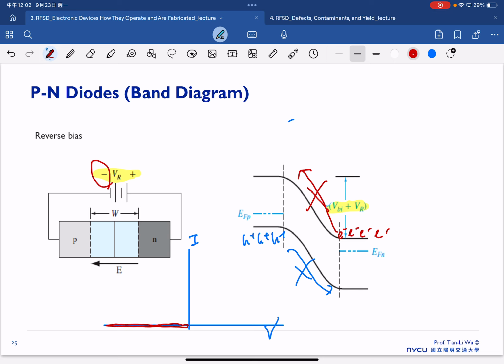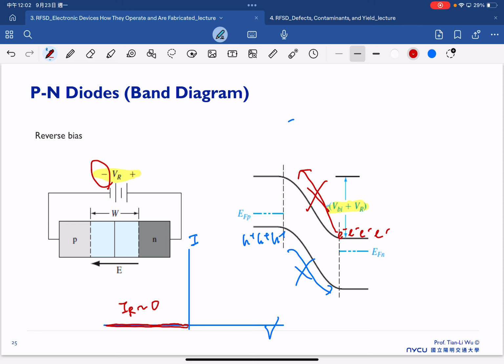Ideally, we should have no current, so the reverse current should be very close to zero. Of course, in reality it's not possible, but ideally, based on this Venn diagram, we expect the reverse current to be very small and approach zero. So that can also be understood by using the Venn diagram.